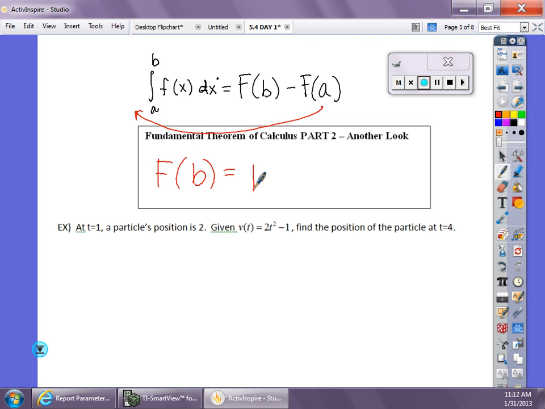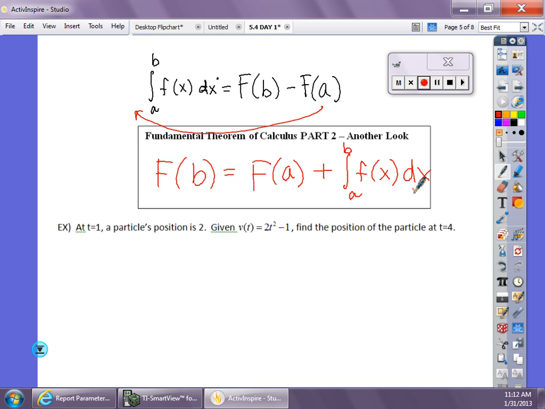This was all the way in front, added to the integral from a to b of little f of x dx. So where have you seen this? To get an ending value, you need a starting value plus the displacement.